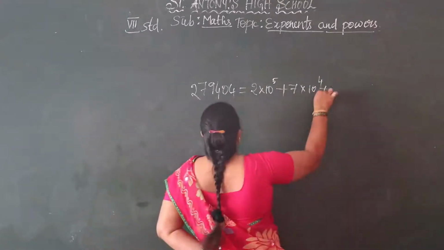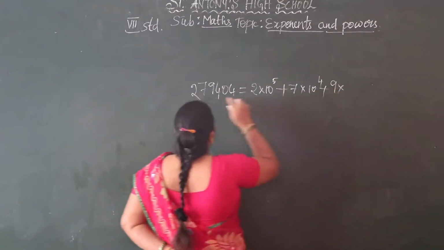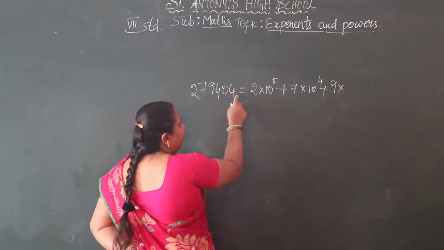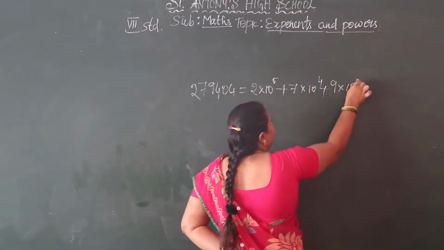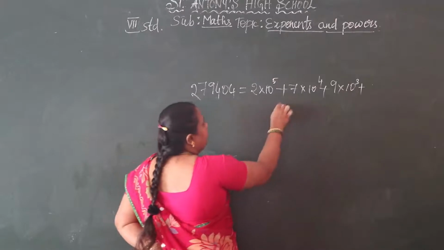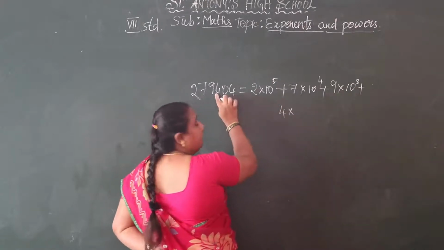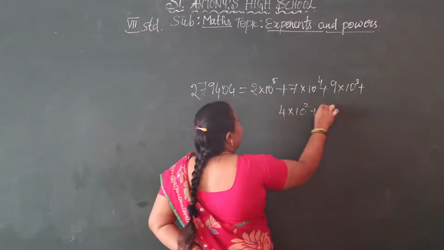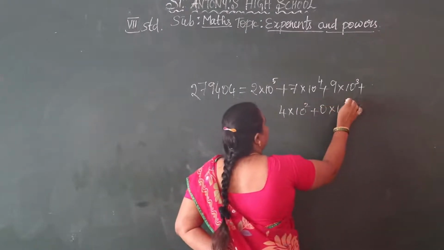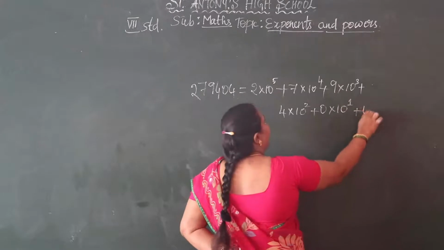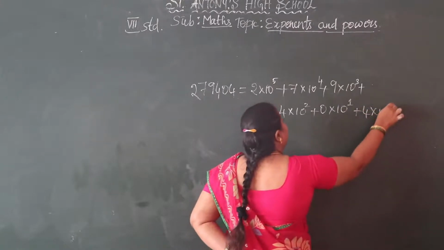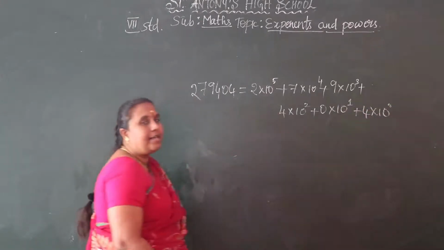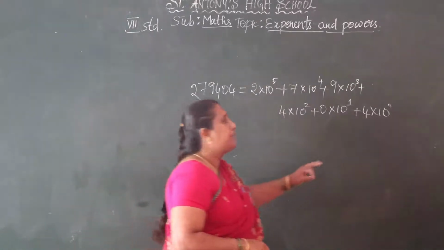Plus 9 into how many digits are there after 9? 3. So 10 to the power of 3. Plus then after that 4 into how many digits are there after 4? 2. So 10 to the power of 2. Plus 0 into 10 to the power of 1 plus 4 into 10 to the power of 0. So this 10 to the power of 0 is 1.